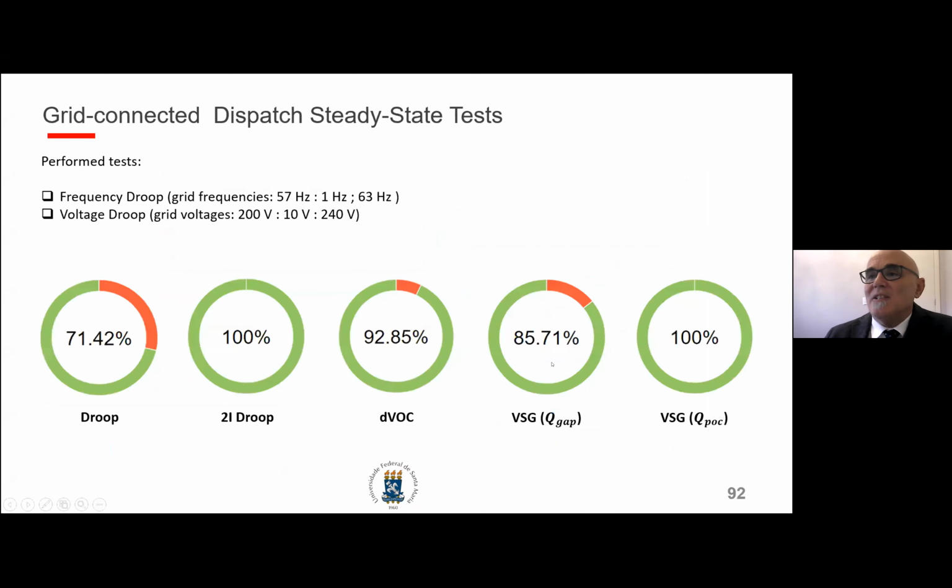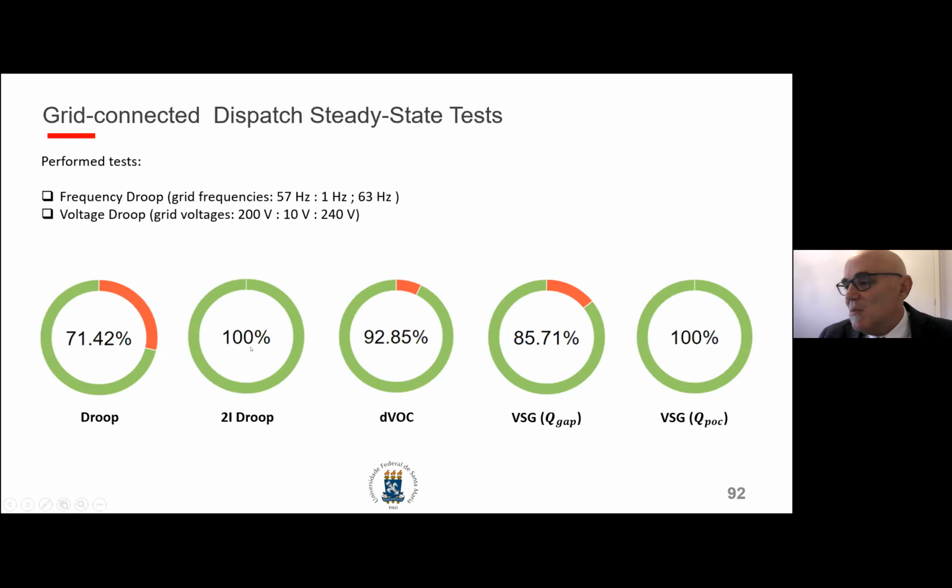So here is a summary of the results for the dispatch steady state test. We see that the droop with two integrators has one of the best results. The DVOC is not bad as well. There is a fail here, but when you see one result that fails, you have to go there to see how significant it is. Is there a way to change some parameter and make it pass the test?